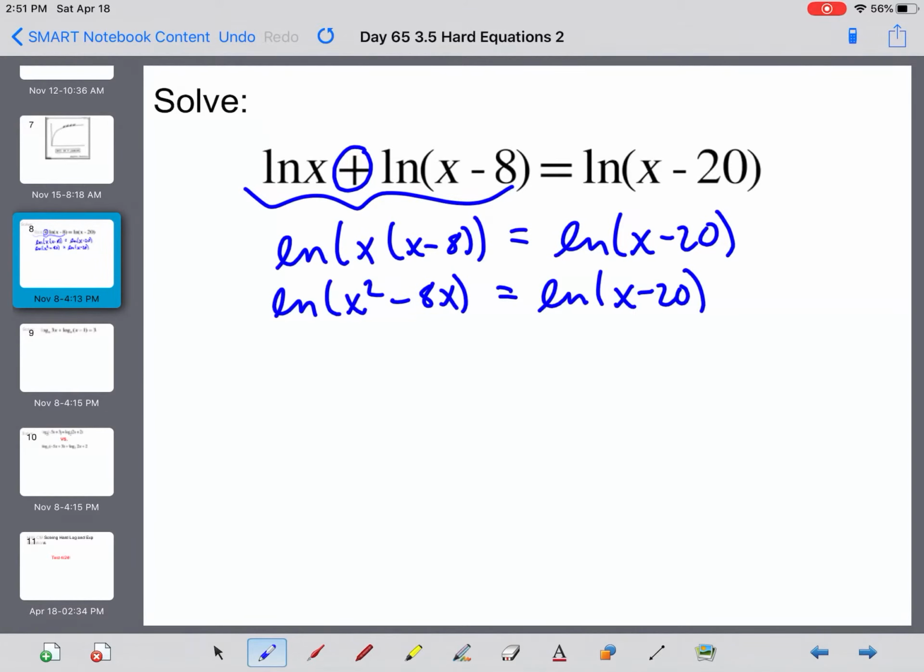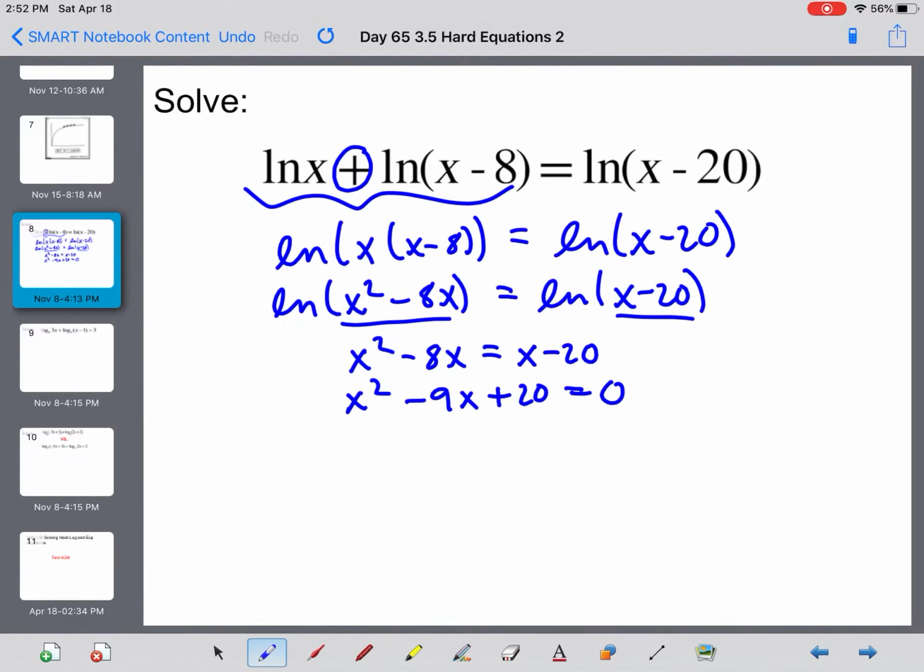Now I have a log set equal to a log, which is fantastic because now we can just take their arguments and set them equal to each other. So x squared minus 8x equals x minus 20. I'm left with solving this quadratic. So let's get this set equal to 0. I'm going to subtract x over, and I'm going to add the 20 over.